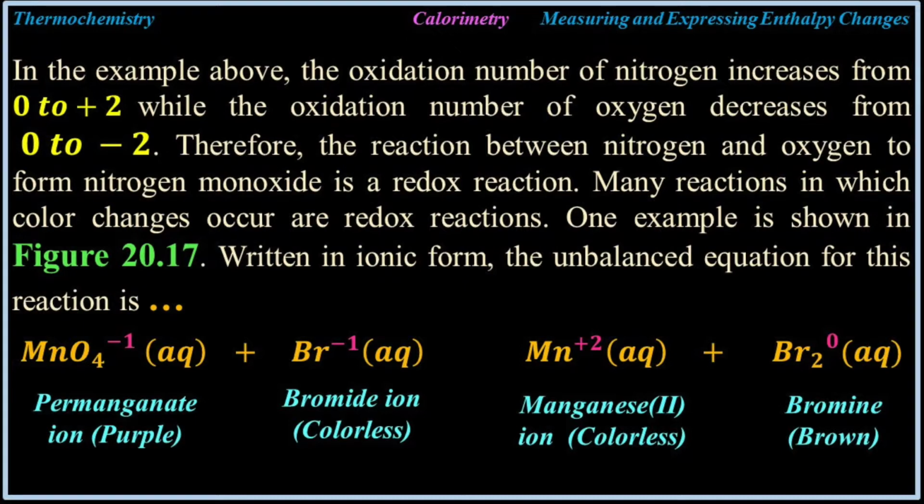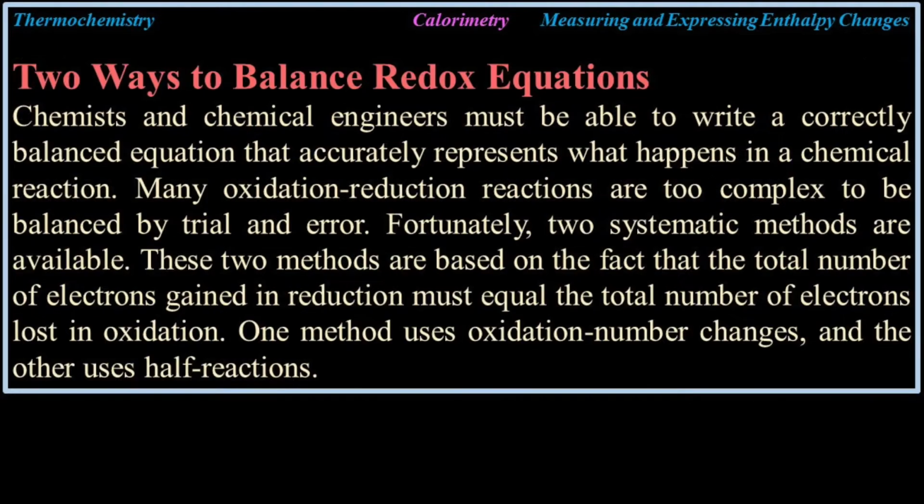One example is shown in figure 20.17. Written in ionic form, the unbalanced equation for this reaction, written below, has the permanganate ion, which is -1, and the bromide ion, which is -1. The manganese 2 ion is colorless, and the bromine element, Br2, in its elemental form, is brown.